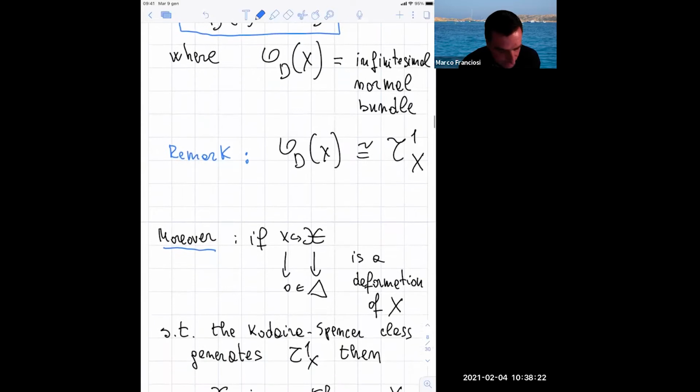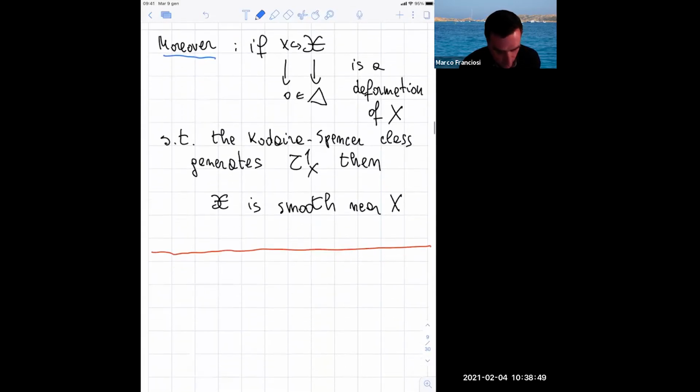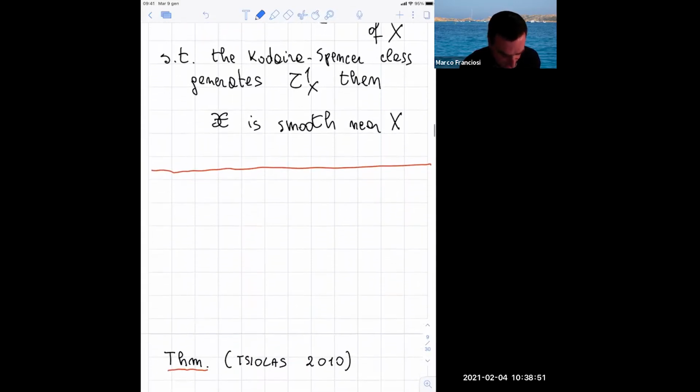Moreover, Friedman proved that if we have a global deformation of such an X, such that the Kodaira-Spencer class generates T1X, then the general fiber X_t is smooth near X, which means that we have a smoothability condition for our original X. Okay, so this is the story.